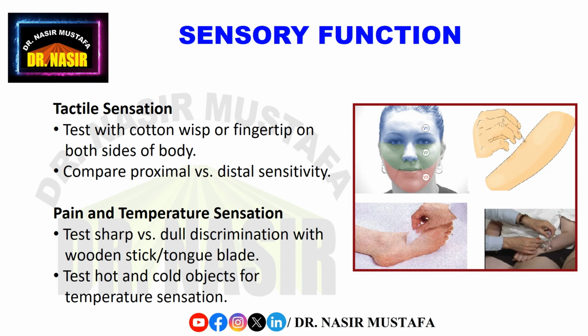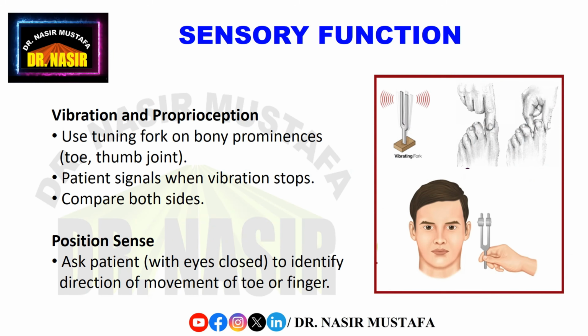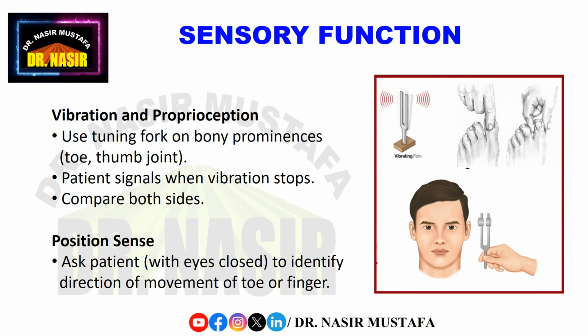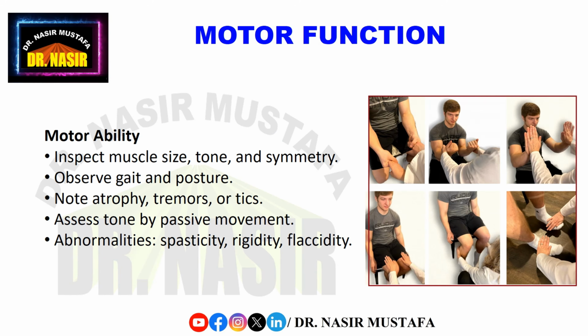First, test tactile sensation using a cotton wisp or fingertip on both sides of the body, comparing proximal and distal sensitivity. Next, assess pain and temperature by distinguishing sharp from dull with a wooden stick and testing hot and cold objects for temperature sensation. Next, assess vibration and proprioception. Place a tuning fork on bony prominences like the toe or thumb joint and have the patient indicate when the vibration stops, comparing both sides. For position sense, with eyes closed, ask the patient to identify the direction of movement of the toe or finger.